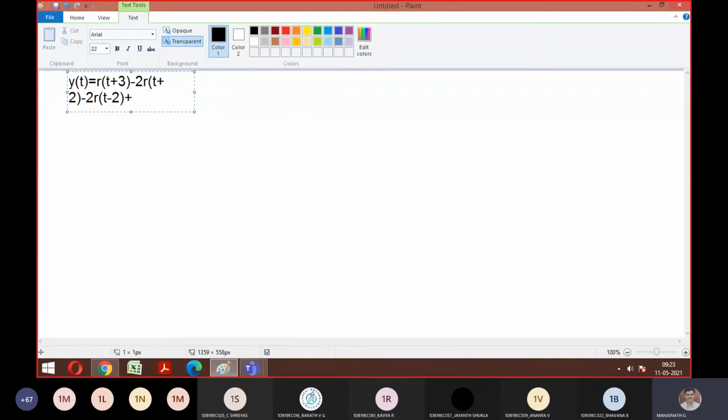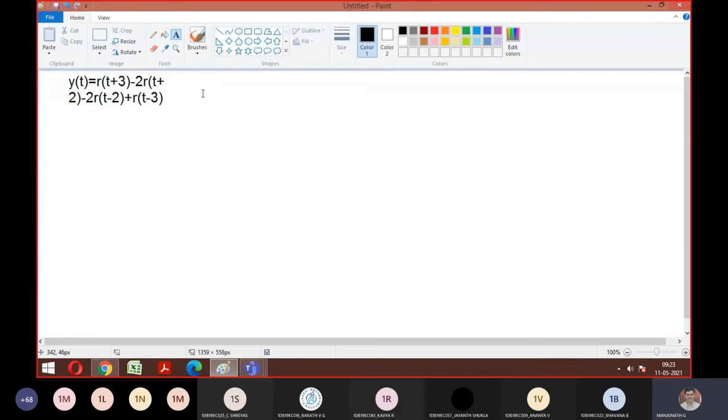I think everyone got how to plot it with respect to only t plus 3 or t minus 3. The problem arises when you have 2 times r. So let's first analyze the individual signal, how to plot 2 times. There is a slight change between normal t plus 2 and 2 times r of t plus 2. We'll analyze that first, then go ahead. Let me teach you that first.